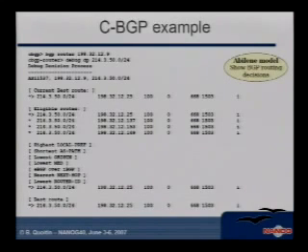This is just a sample of the output you could get from C-BGP. It's based on a model of the Abilene network. The command shown here just displays the different steps of the decision process on a single router towards a single destination prefix.